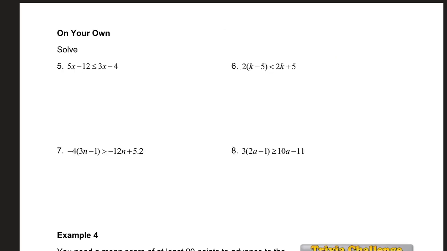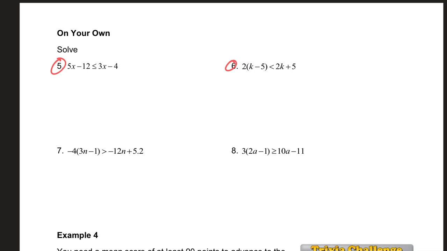There are some on your owns here. Let's do on your own number 5. And let's do on your own number 6, and we'll call it good for this section. So 3, 2, 1, and go.